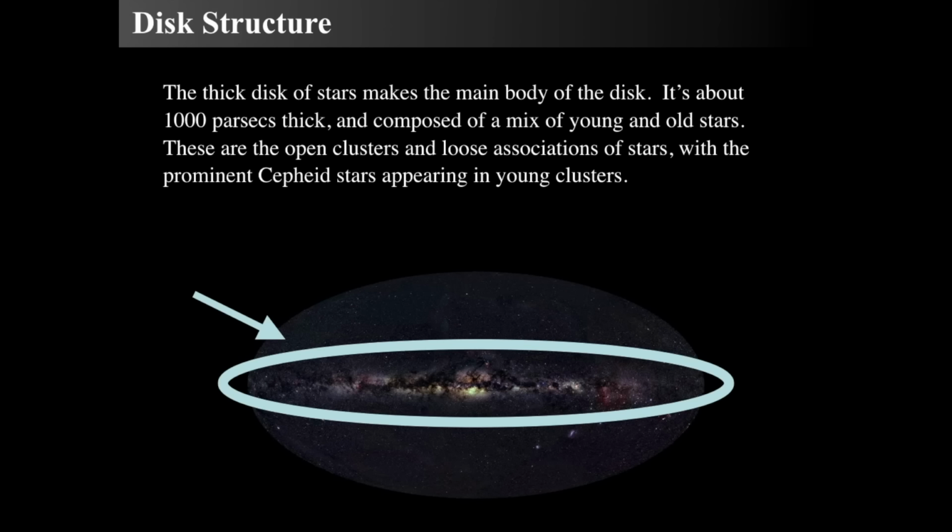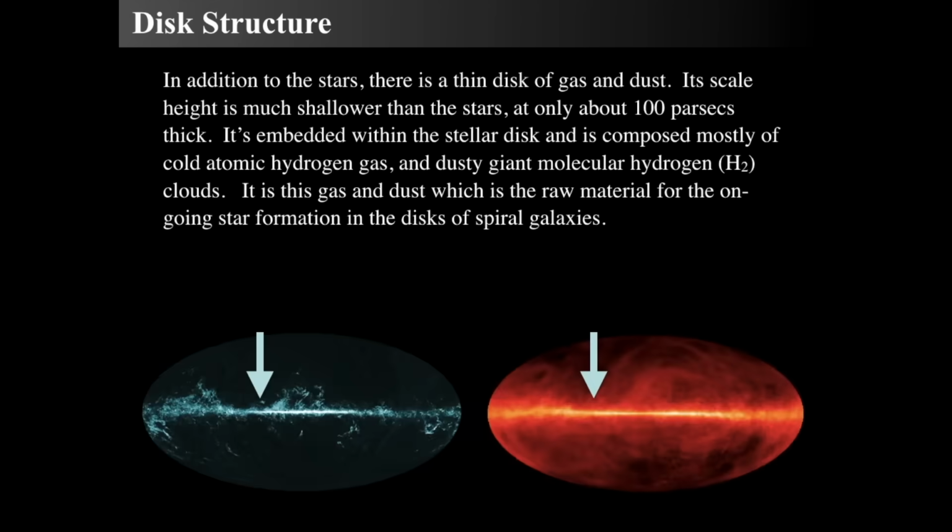All right, the disk structure itself, though, there's a thick disk of stars, and all spiral galaxies have this thick disk, and it's about 1,000 parsecs thick, or about 3,000 light years thick, and that's composed of stars. That's young and old stars, and the young stars are in open clusters and loose associations, or we'll call those OB associations with young stars. And then the Cepheid variables appear in young clusters because those are massive stars that are going through their horizontal giant branch phase, which is a very short phase in their life. But they're extraordinarily luminous stars that can be seen. So in any event, we see open clusters and associations of stars inside the disk.